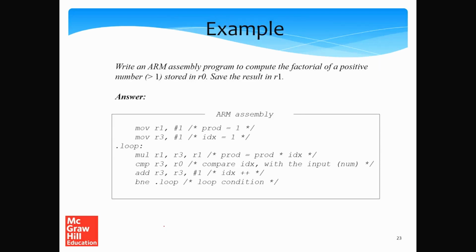So let's consider a simple program first. That's maybe the most important. So let's write an ARM assembly program to compute the factorial of a positive number. Assume the number is large enough, greater than 1. The number is stored in R0 and save the result in R1. So let me give you 10 seconds to look at this particular program.